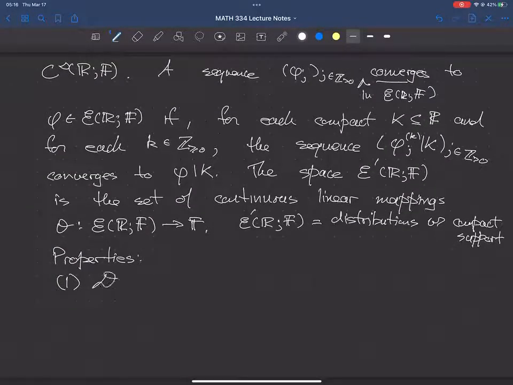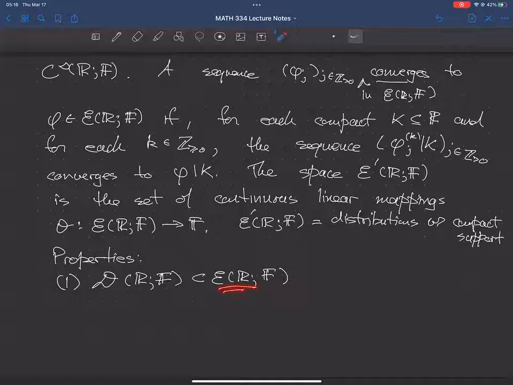And so what I just said is that D of R F is contained in, and of course it's not equal to, E of R F. There are lots of examples of things in here which are not in here. Just take, for example, the function phi of t equals t. It's certainly infinitely differentiable, but it obviously doesn't have compact support.